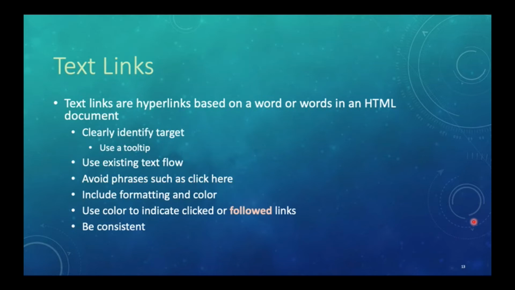When we're creating text links, you just want to really, again, clearly identify the target, use a tooltip or a title, use existing text flow, avoid phrases such as click here, include formatting and color, that's really important, and use color to indicate if the link has been followed. So if you've already clicked on a link, it should change color.